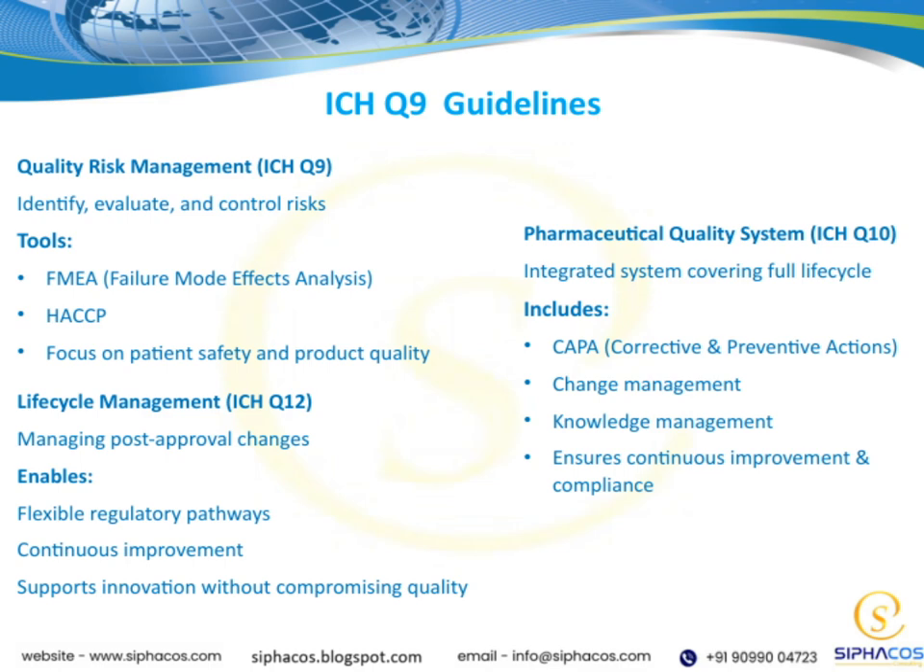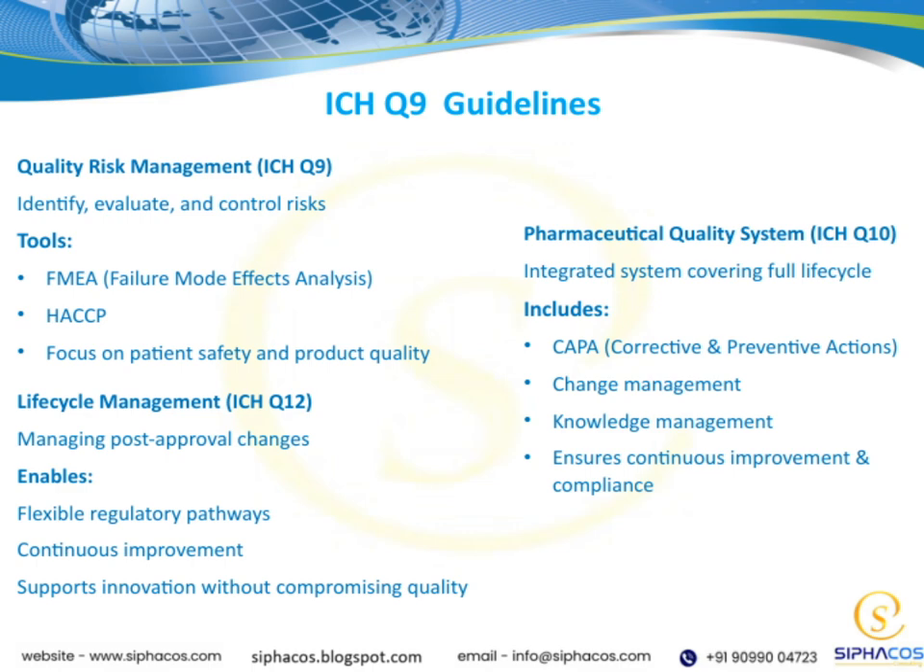The core idea here is to identify potential risks, evaluate their impact, and control them effectively. We use tools like FMEA, or failure mode effects analysis, to systematically assess where failures might occur and how to prevent them. HACCP is another tool, especially useful for managing hazards in food and pharmaceutical production.